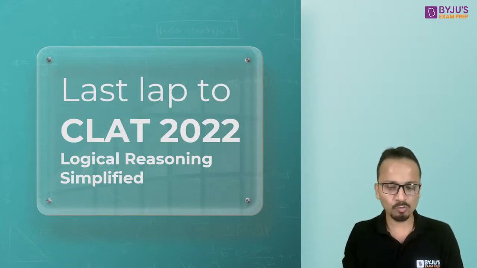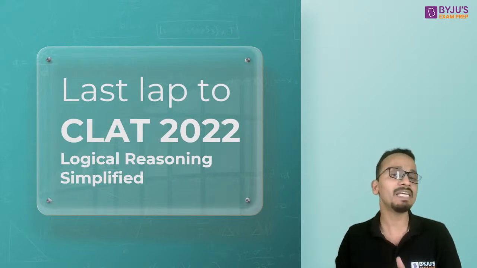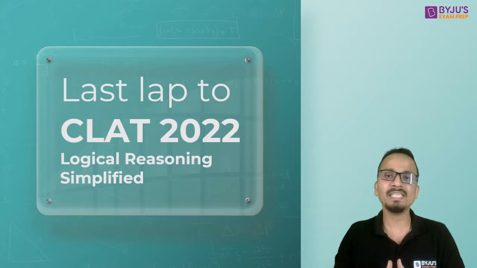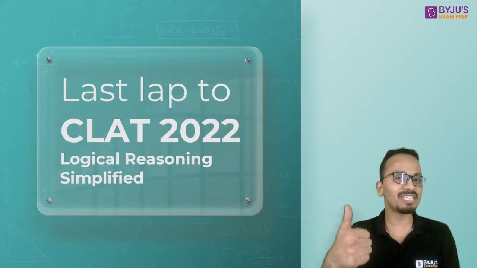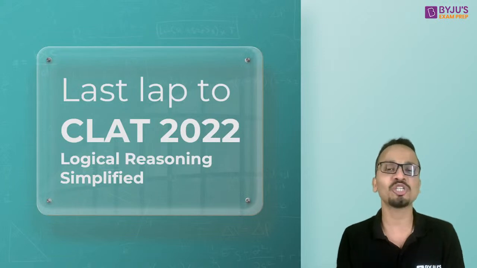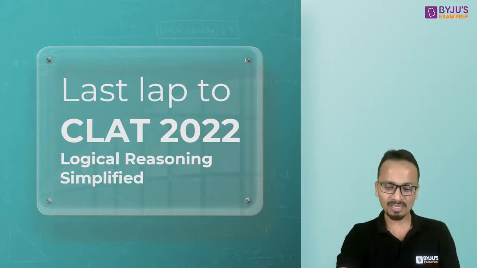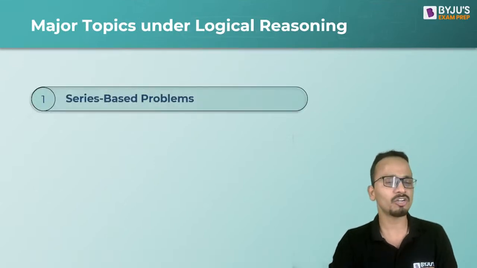All right, so we'll be starting with some very simple questions, and slowly and gradually, we'll be increasing the level of difficulty in these 15 questions that we are going to discuss in this session. All right, so I hope all of you are ready. Give me a thumbs up if you are ready, and I'll present the very first question on the screen. Now, before that, I'll discuss the major topics under logical reasoning.